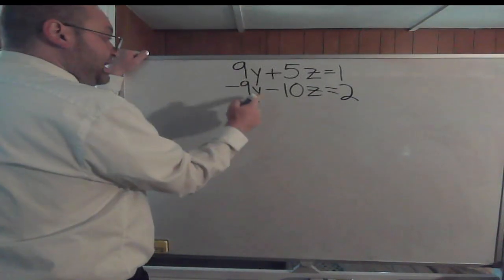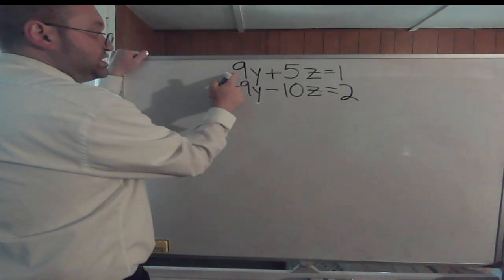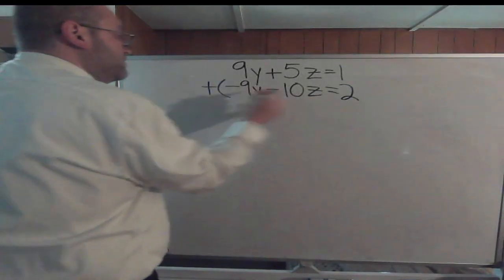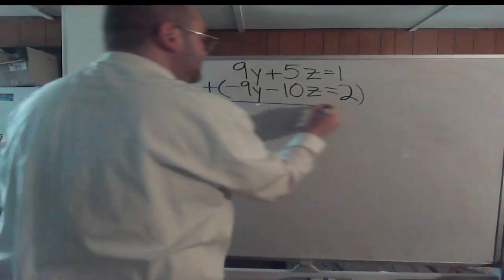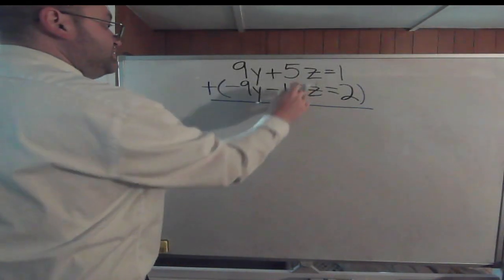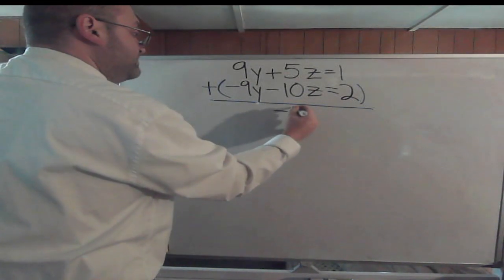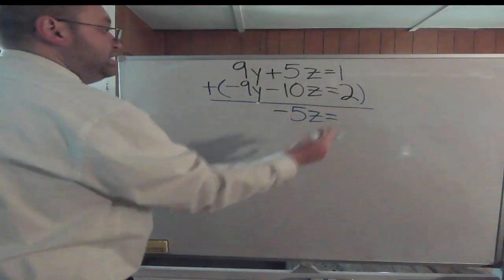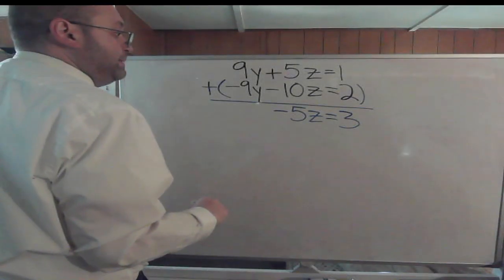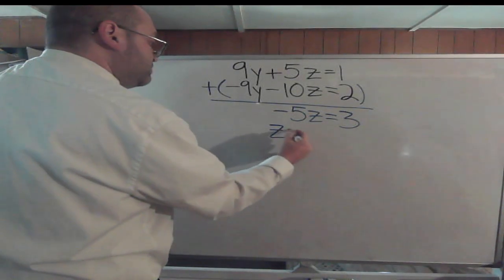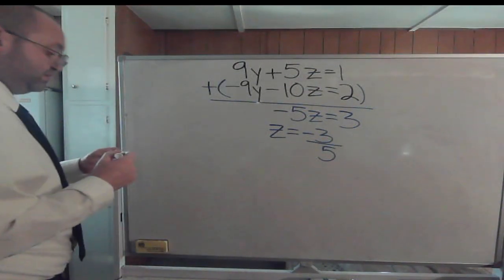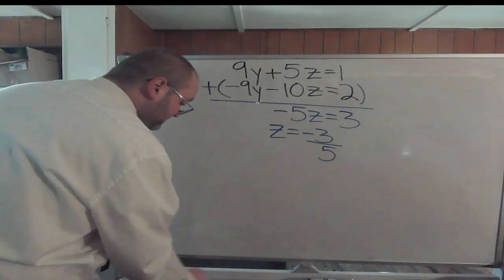Well, let's look at the y coefficients. The first coefficient's positive 9, second coefficient's negative 9. So we can add these two equations together and we can temporarily eliminate the y variable. So 9y minus 9y is 0, and 5z minus 10z, that's negative 5z. That's going to be equal to 1 plus 2, which is 3. So negative 5z equals 3, which means z is going to equal negative 3/5. So the z coordinate for the solution is going to be negative 3/5.